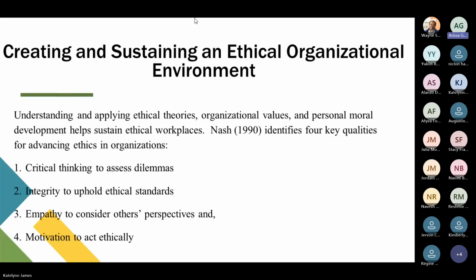Let's talk about creating and sustaining an ethical organizational environment. Understanding and applying ethical theories, organizational values, and personal moral development helps sustain ethical workplaces. Nash identifies four key qualities for advancing ethics in organizations. One, critical thinking to assess dilemmas. Two, integrity to uphold ethical standards. Three, empathy to consider each other's perspectives. And four, motivation to act ethically.